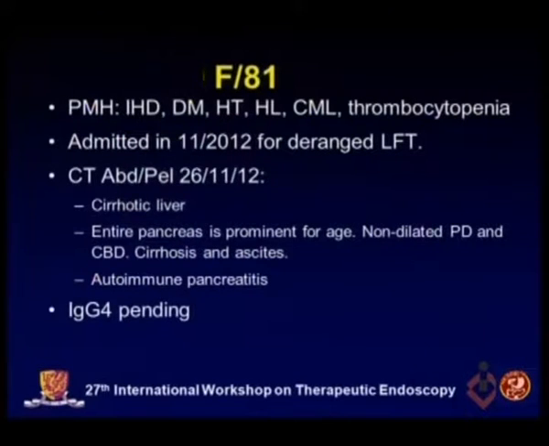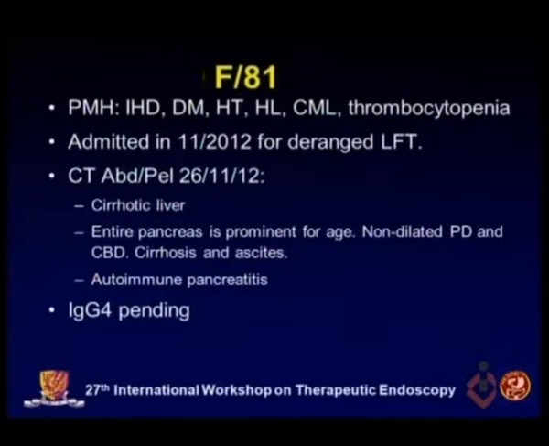This is an 81-year-old lady who has past medical history of ischemic heart disease, diabetes, hypertension, hyperlipidemia, CML, and thrombocytopenia. She was admitted in November this year for deranged liver function, and the CT abdomen and pelvis was done showing cirrhotic liver, and the entire pancreas is prominent for age.